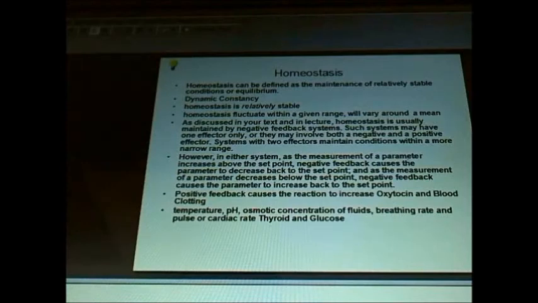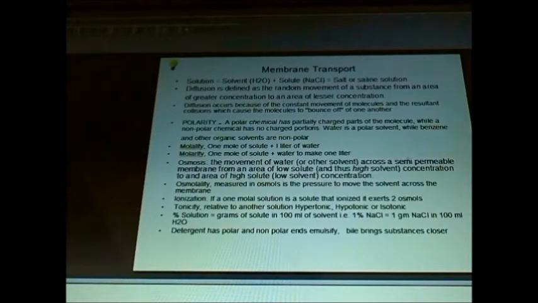Let's talk about membrane transport. Membrane transport is the movement, in the cells and in physiology generally, of substances across the cell membrane. But let's go back. First of all, some definitions.